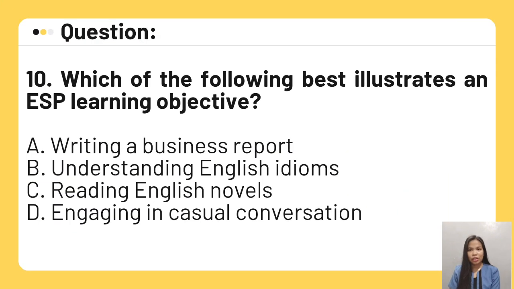Okay, this is the last question. Question number 10. Which of the following best illustrates an ESP learning objective? A. Writing a business report. B. Understanding English idioms. C. Reading English novels. Or D. Engaging in casual conversation.